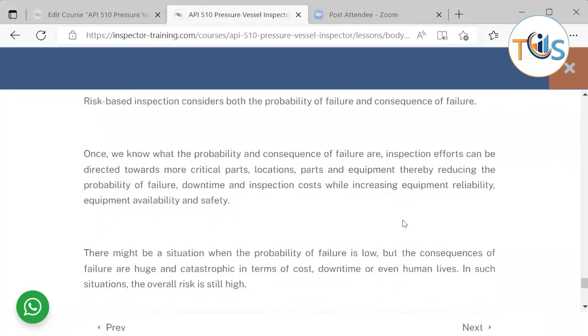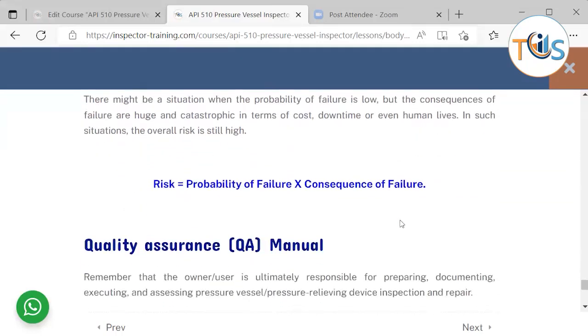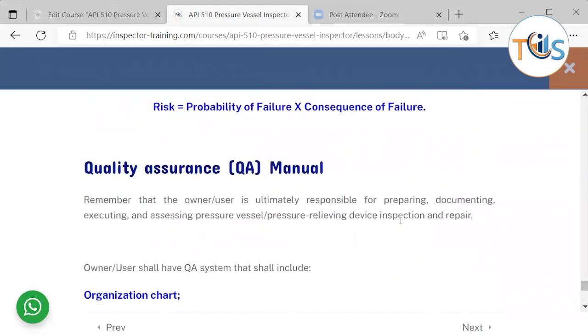So it's a product of probability of failure and consequence of failure, and obviously inspection efforts can be directed towards more critical parts, locations, and equipment, thereby reducing the probability of failure, downtime, and inspection. Mostly inspection is concerned with the probability of failure. It addresses those areas, whereas the process engineer normally looks at the consequence of failure, and the combination of the two constitutes the risk. So this is the formula: risk is equal to probability of failure multiplied by consequence of failure.